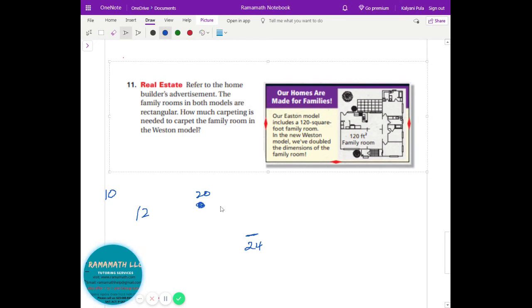Now, what is the area? It's going to be 20 times 24, which is 480. This was 120. Well, now this is 480. You see the area does not double. So it becomes how many times? 4 times. The area becomes 4 times. Okay, so this is a really important question.